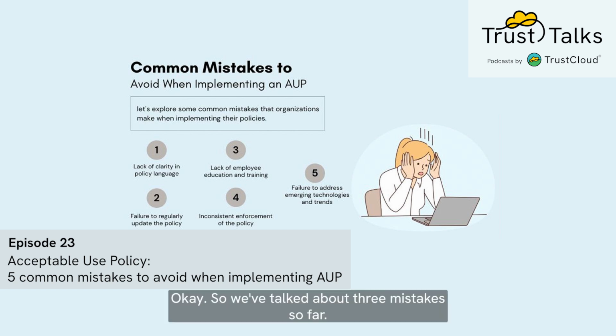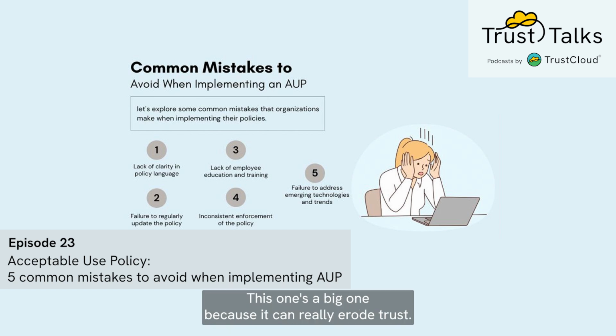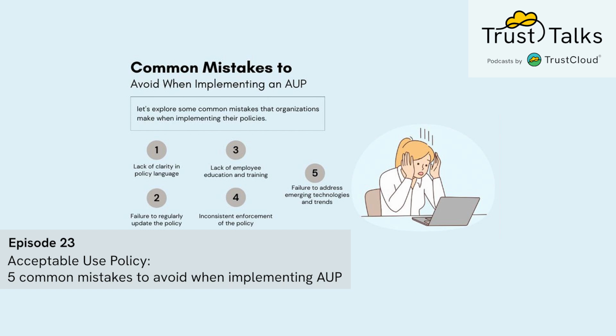Okay, so we've talked about 3 mistakes so far. What's the next one on the list? Number 4 is inconsistent enforcement. This one's a big one because it can really erode trust.